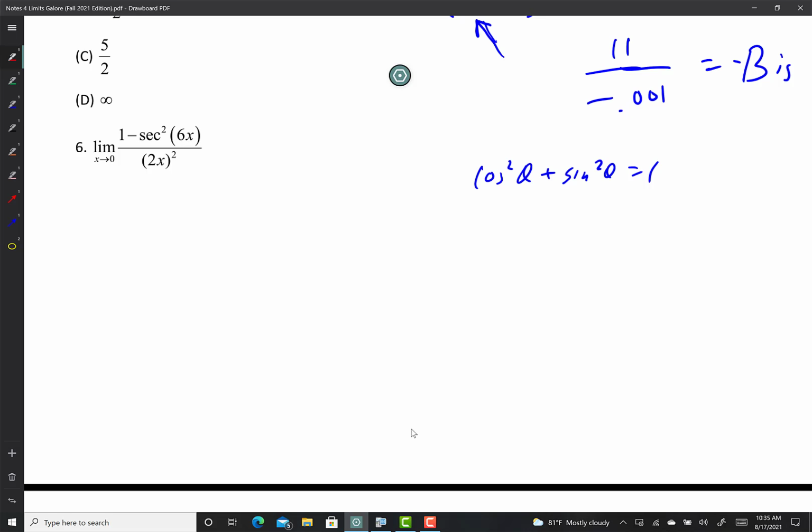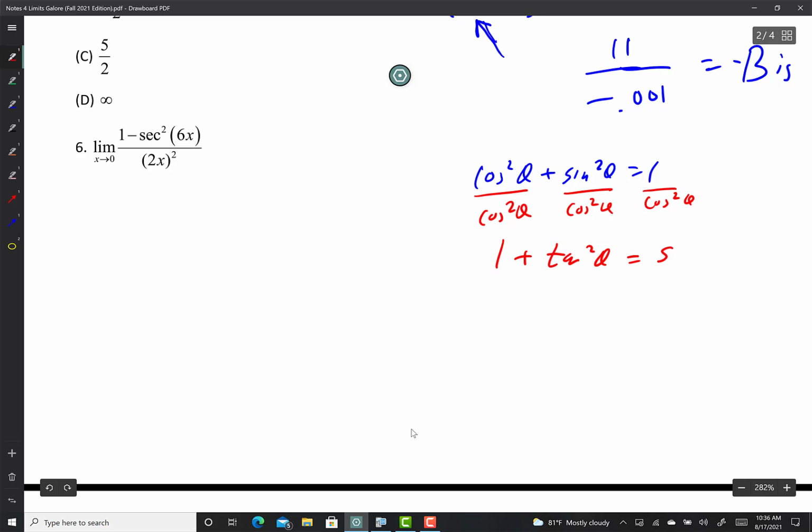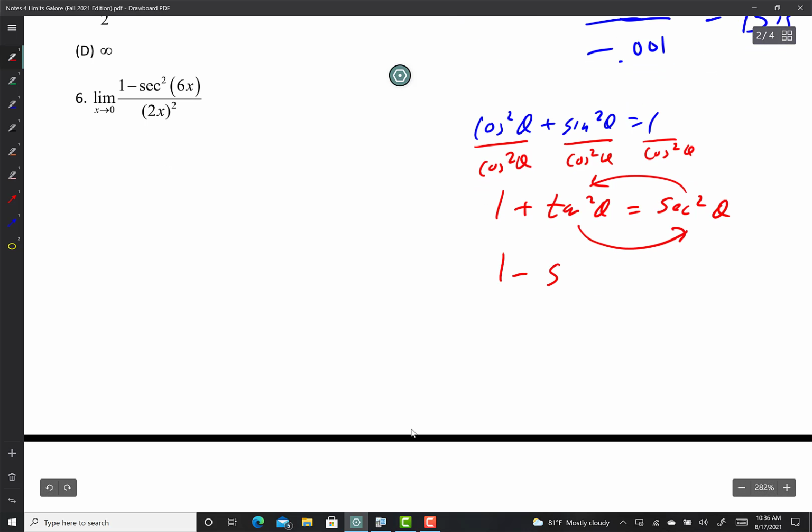So here we go. That's a secant squared. The only way you can get a secant squared is 1 divided by cosine. So divide everything by cosine squared. We're dividing by cosine squared so I can get that secant squared. So I have 1 plus tan squared theta equals secant squared theta. And it says 1 minus. Well, look, they're being nice to me. Well, kind of nice. So 1 minus secant squared theta is equal to a negative tan squared theta.